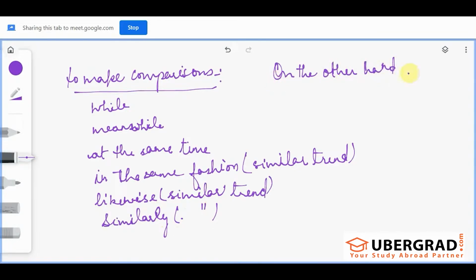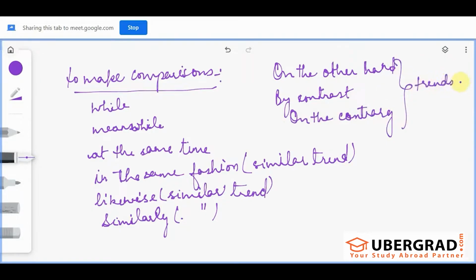Okay. And you can use by contrast, on the contrary. So you can use all these words when the trends are not similar or opposite trends. So this is for similar trends in the same fashion.